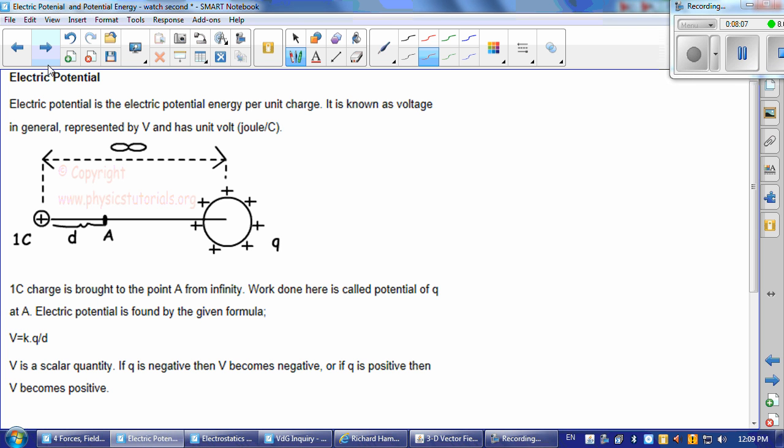Okay, we're going to start the next thing. This is electric potential. I think this is a little more confusing, but we'll try to get you through it. It says electric potential is the electric potential energy per unit charge. It is known as voltage. So finally, you've heard of something.